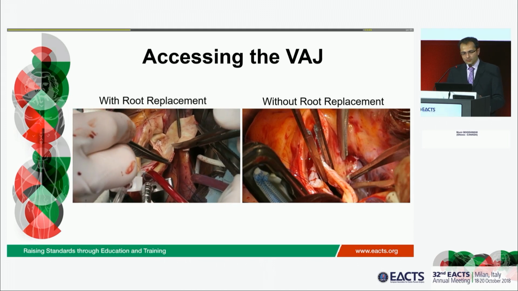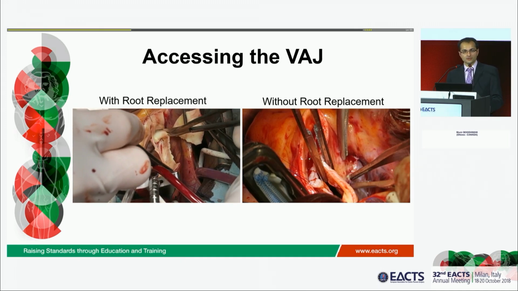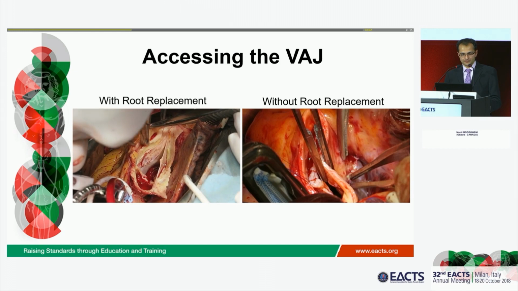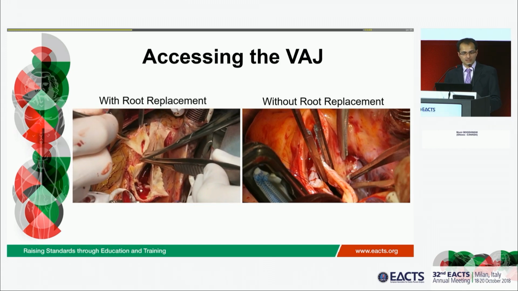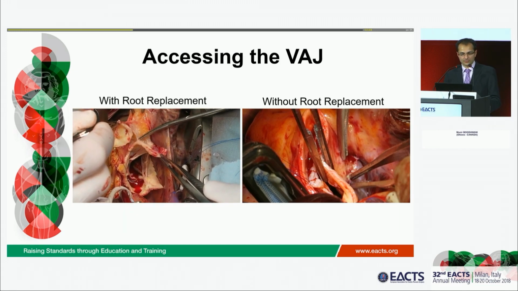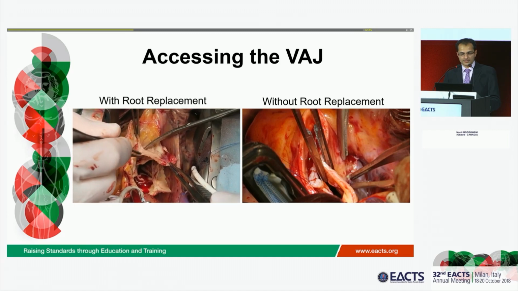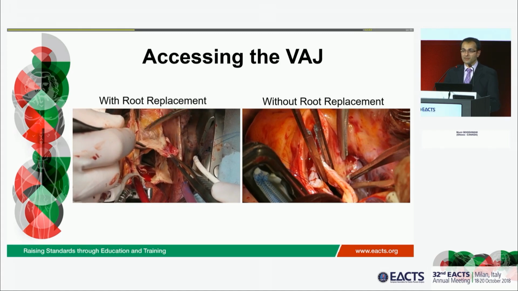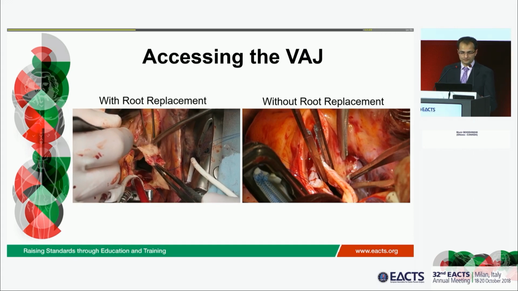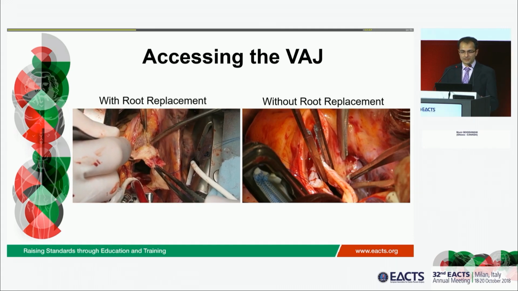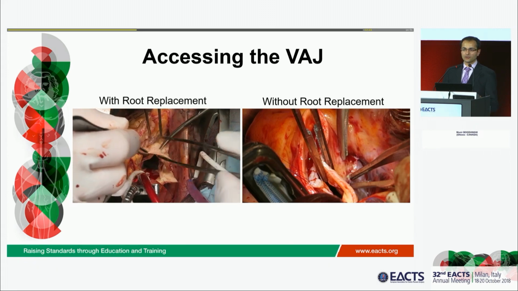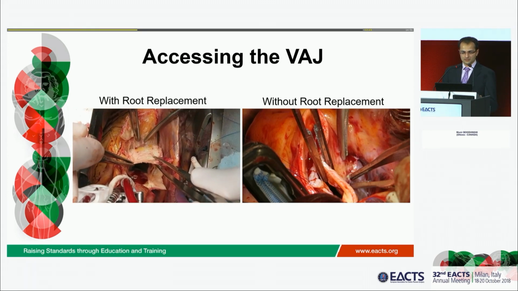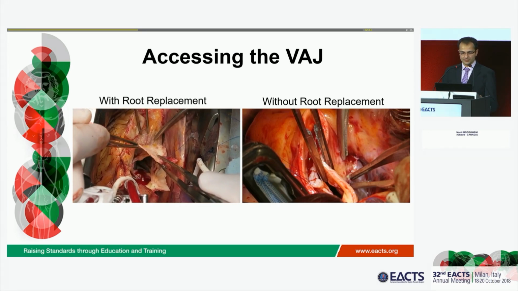Following this, we harvest the coronary buttons, and we start with harvest of the right coronary button, which allows us access to the ventricular aortic junction at the level of the right coronary cusp. Here is where we reach our anatomic limitation that is posed by the membranous septum that comes up and limits our ability to go all the way down to the ventricular aortic junction plane in a horizontal fashion.